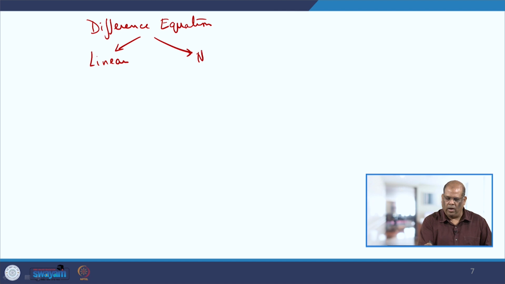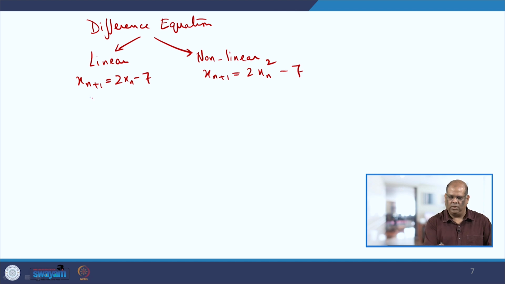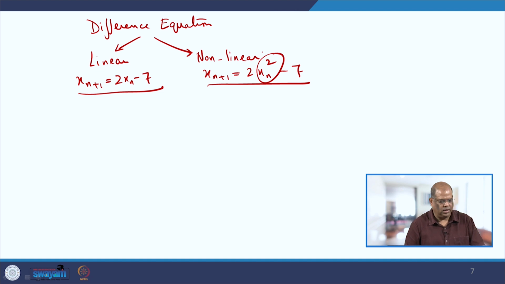Now, this difference equation can be linear or it can be non-linear. So, an example: x_{n+1} equal to 2 times x_n minus 7, and a non-linear one, where I make x_{n+1} a non-linear term minus 7. So, this is a linear equation, this is a non-linear equation, and the non-linearity is here.